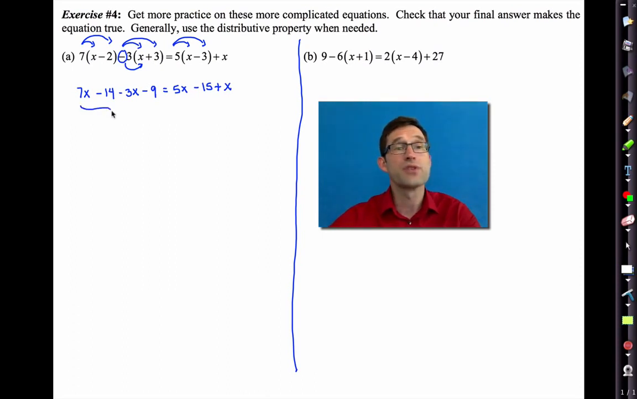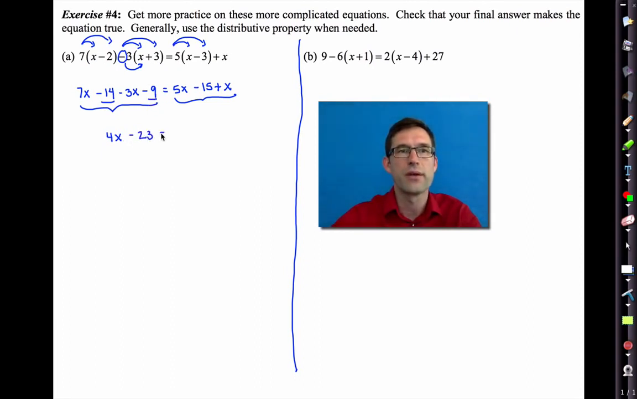Now what we're going to do is we're going to just keep writing equivalent expressions, okay? I'm going to do this a little bit quicker. 7x minus 3x is 4x. Watch out, we have negative 14 and negative 9, so that's negative 23. All right, on this side we have 5x plus x, which is 6x, and then minus 15.